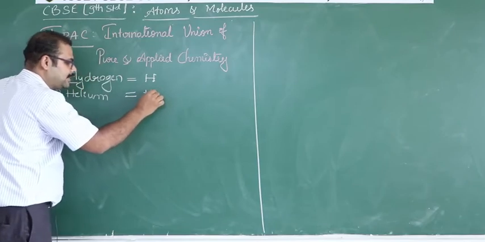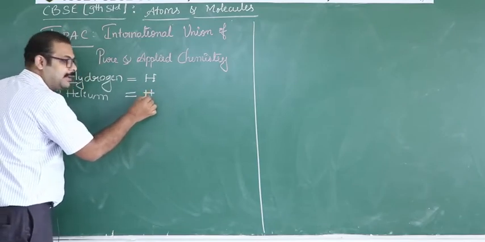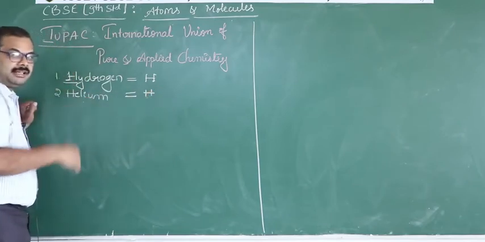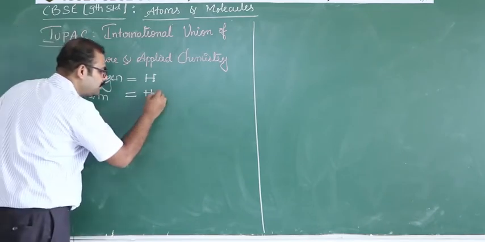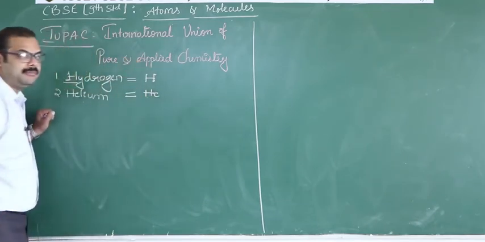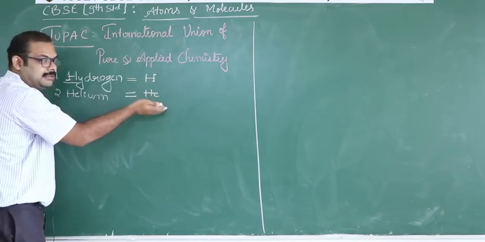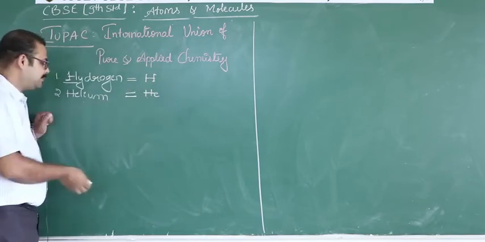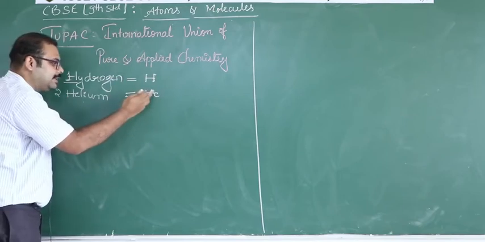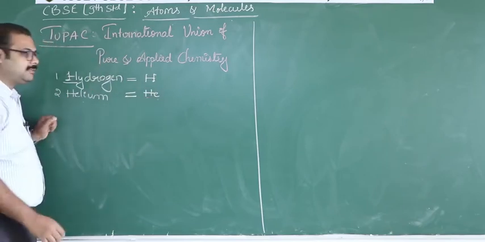So here the first letter as usual should be capital, and the second letter we take from that particular element should be small. So the symbol becomes He. We cannot say "he", it's helium. It's a short form of helium. See, the first letter is capital and the second letter is always a small letter.